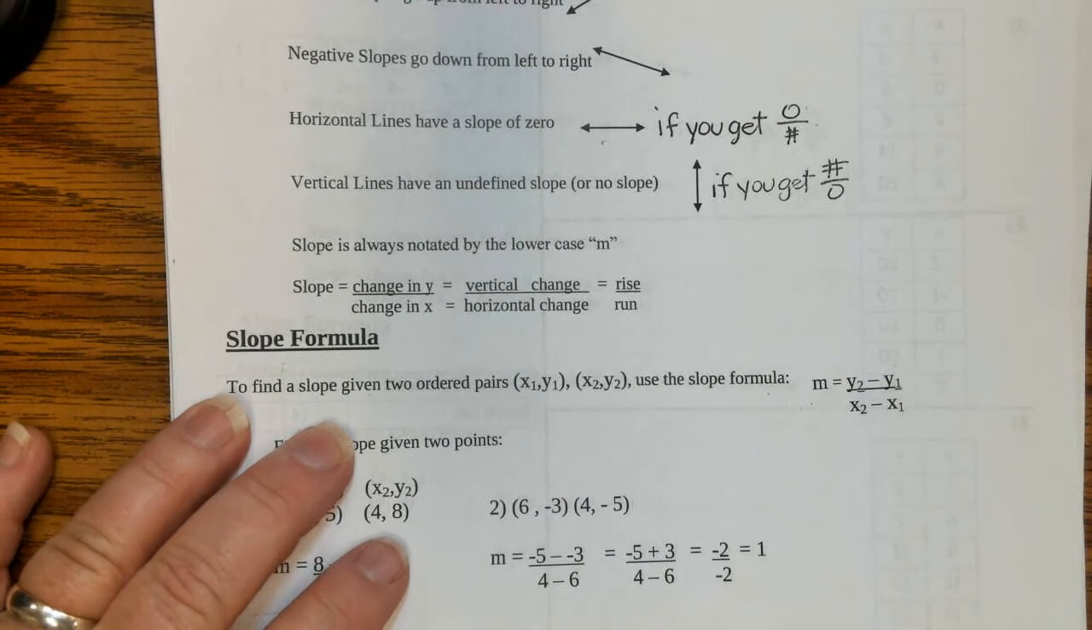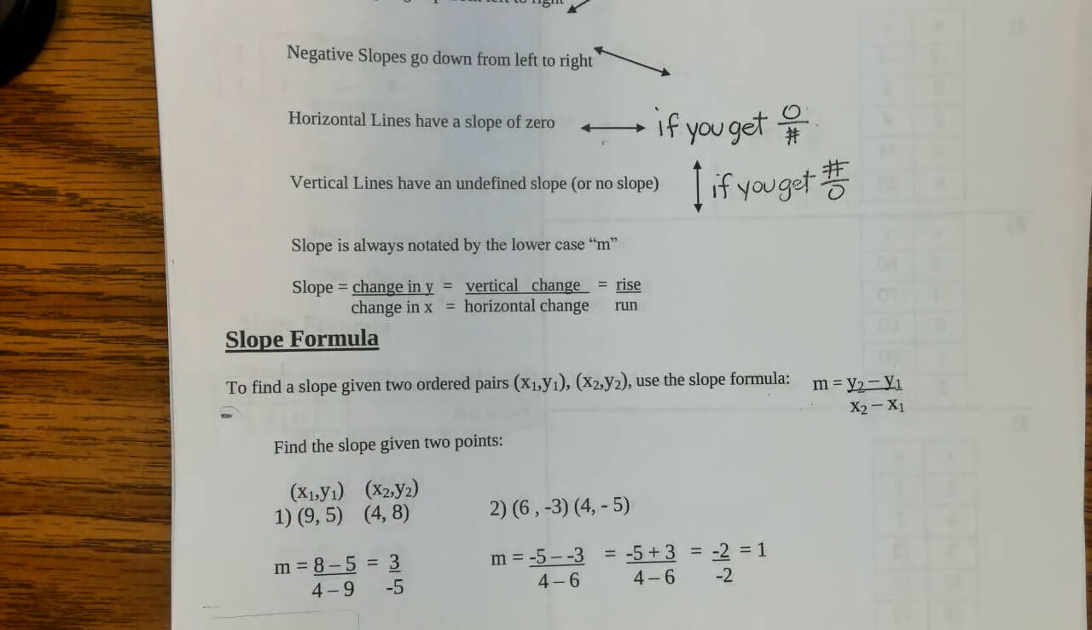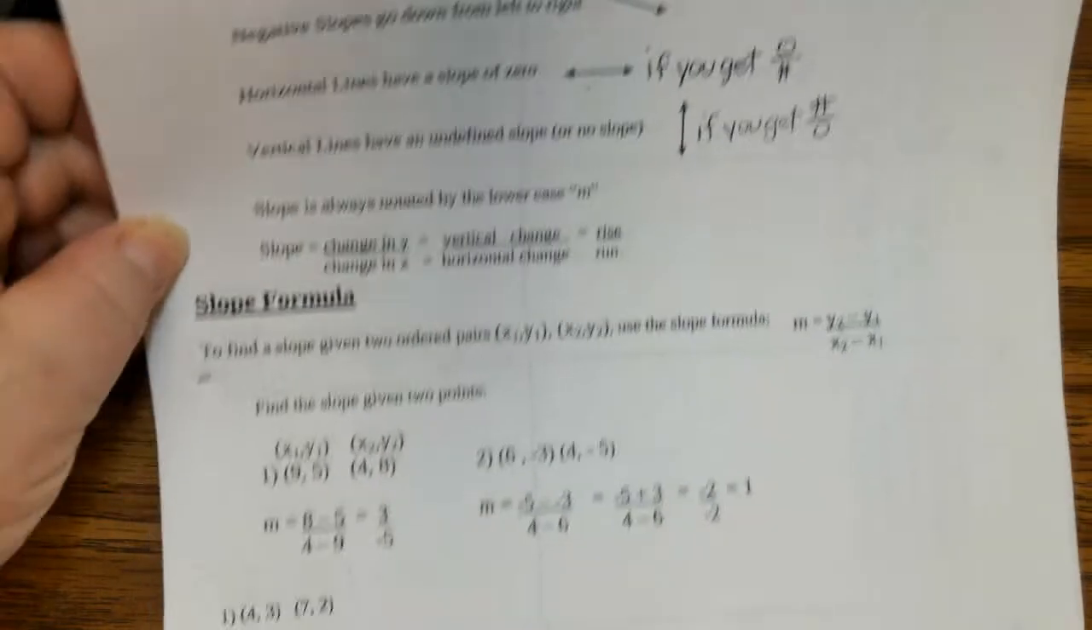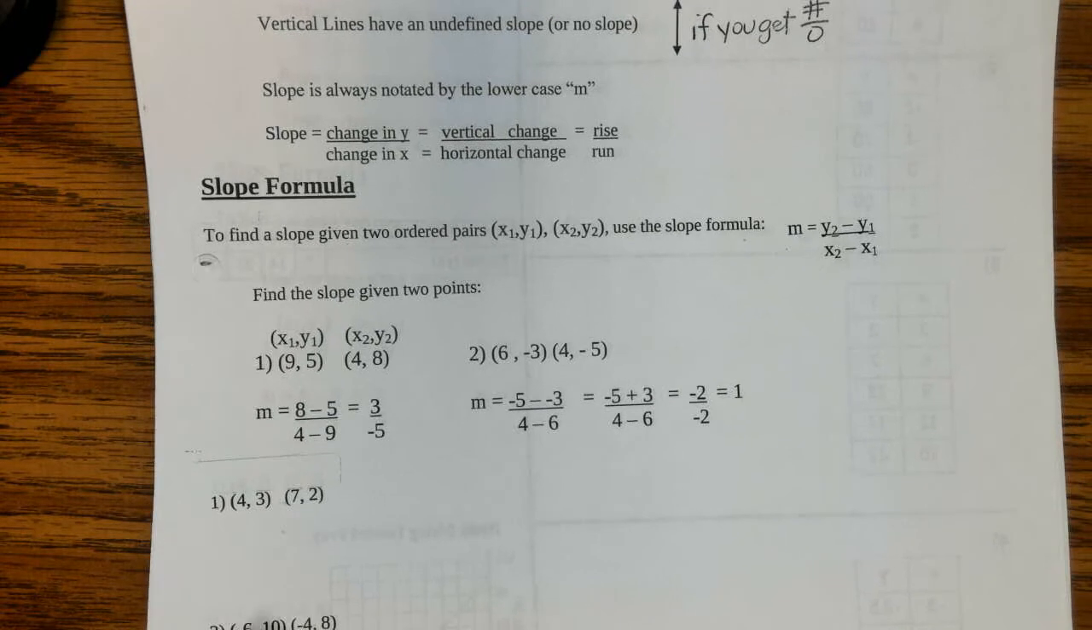Slope is always noted by the lowercase m. Slope formula, the change in y over the change in x, which is the vertical change over the horizontal change, the rise over the run. To find slope given two ordered pairs, use the slope formula. M equals y2 minus y1 over x2 minus x1. I promised myself I wouldn't write that, but I did.